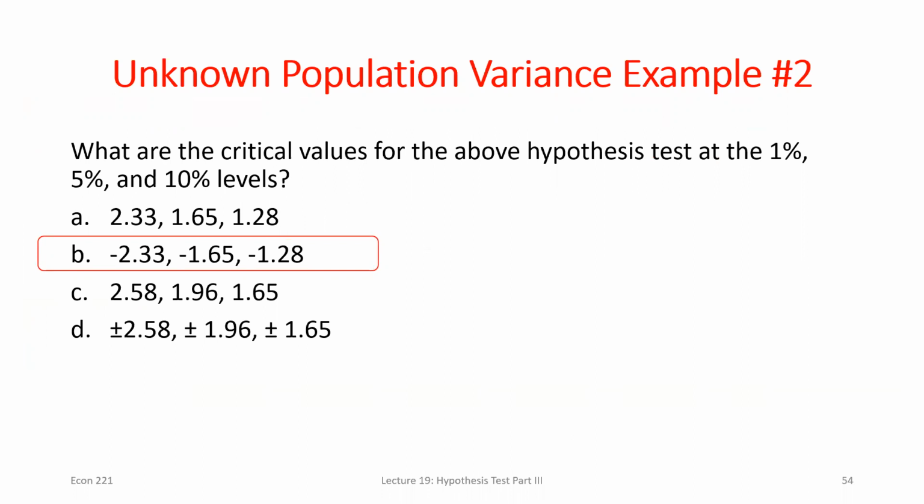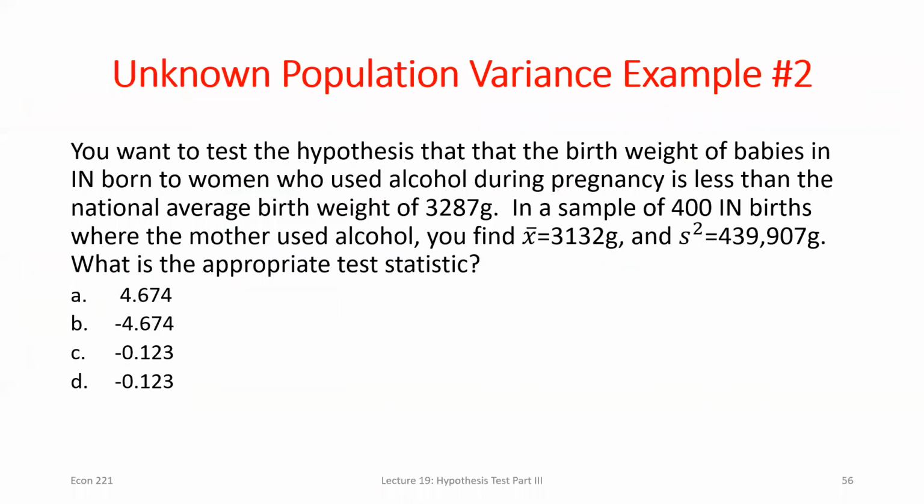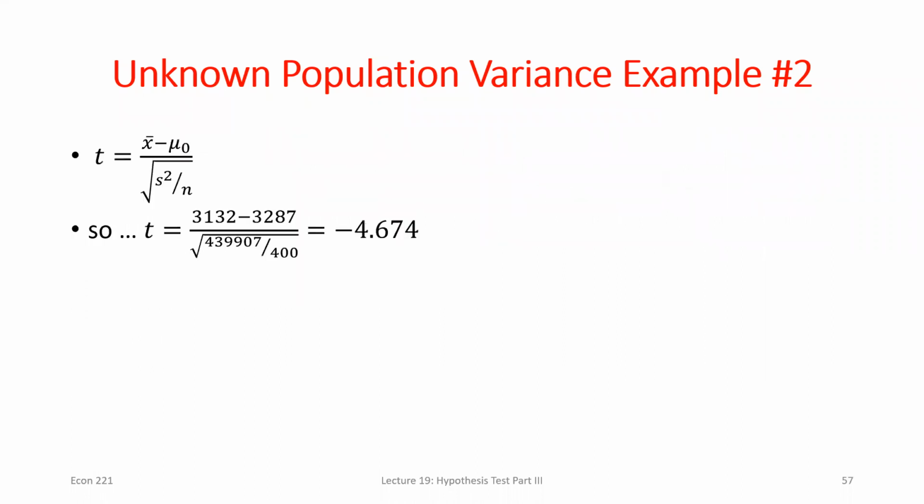We have the sample mean of 3,132. We've got the assumed true mean of 3,287. We had a sample variance of 439,000-ish, and our sample size is 400. It's just a matter of plugging those values in there.